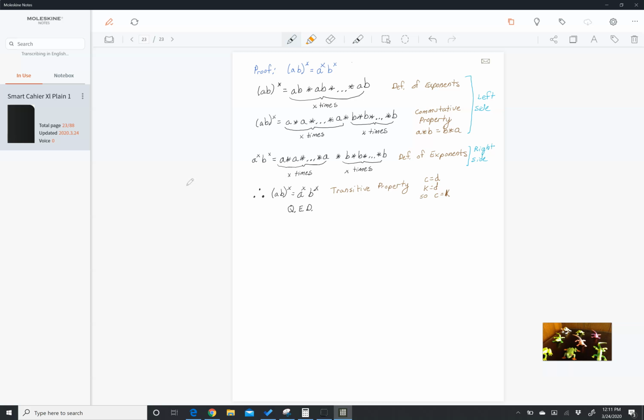Let's do one more, just so that you have an extra one in there. Let's do a proof of that seventh rule. So this is a to the x to the y is equal to a to the x y. Notice that these proofs aren't particularly long, okay? All they are is just using the definition of exponents. So a to the x is equal to a times a.